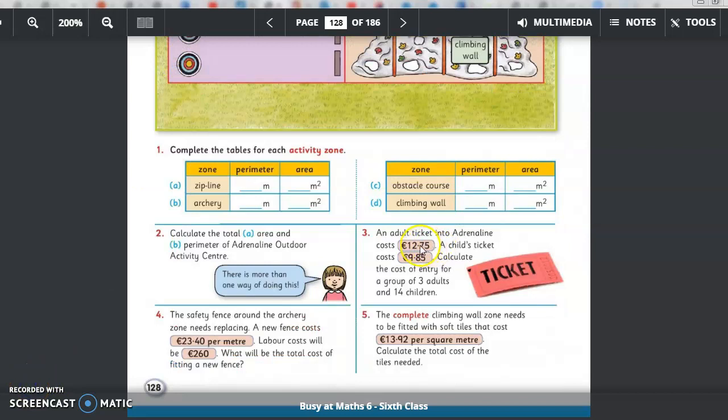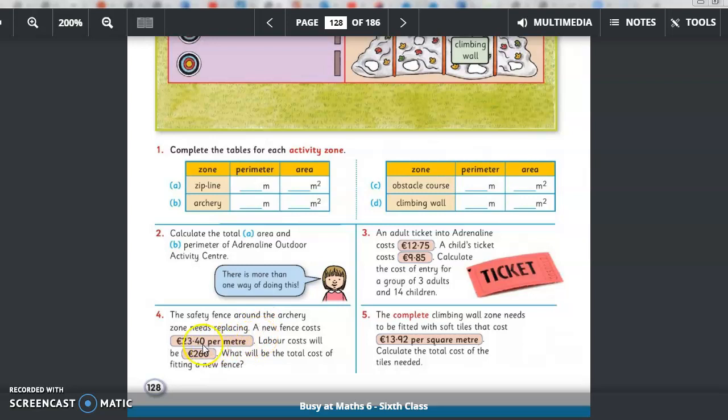Question 3, you have the price of an adult ticket, child's ticket, the cost of entries. So if you're 3 adults, obviously it'd be $12.75 multiplied by 3, and then €9.85 for a child multiplied by the number of children, and there's one more step. What do you think it is? Add your answers together.